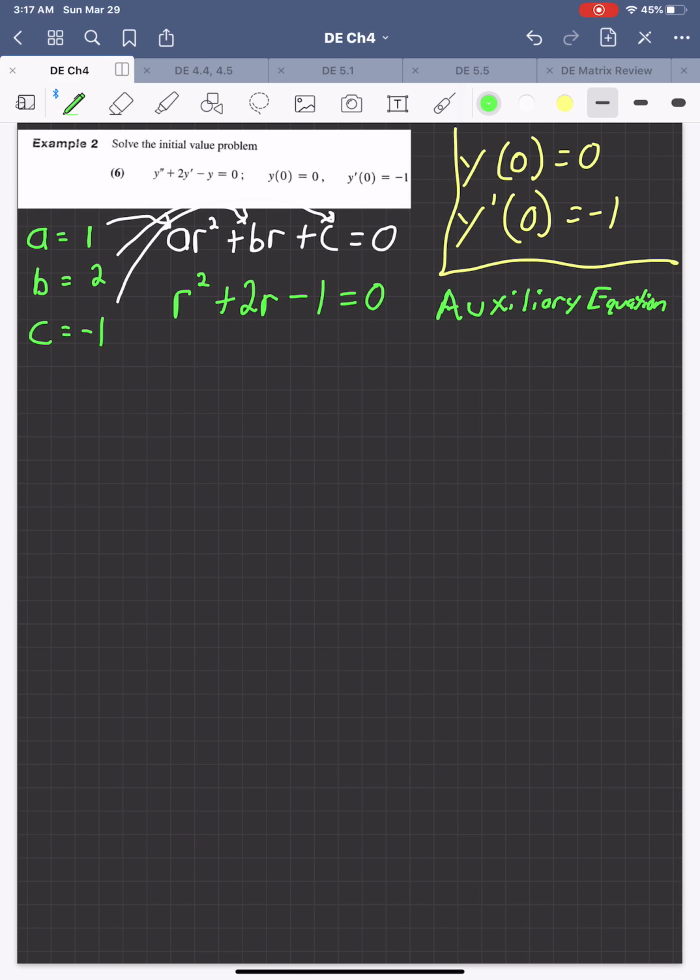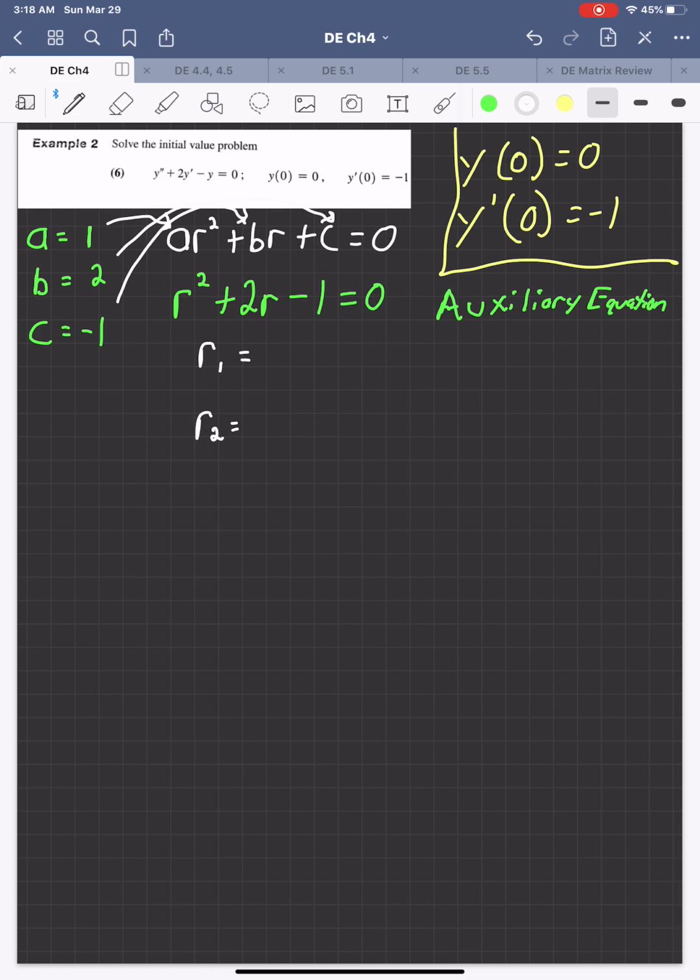Okay. Now, the goal right now is to solve for r. In this case, this is not going to factor, right? So since this is not going to factor, you would have to use the quadratic formula. So I'm going to go ahead and give you the two solutions. So r sub 1 is going to equal, and r sub 2 equals.